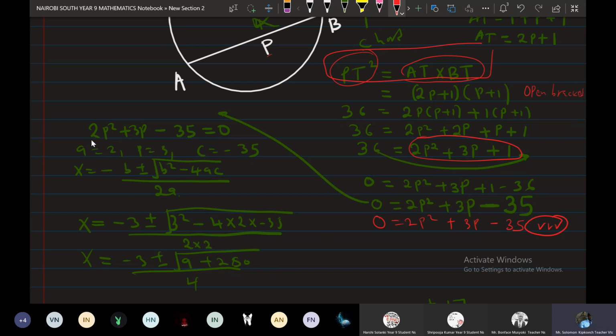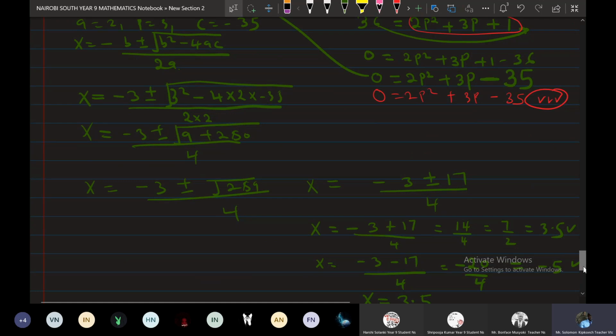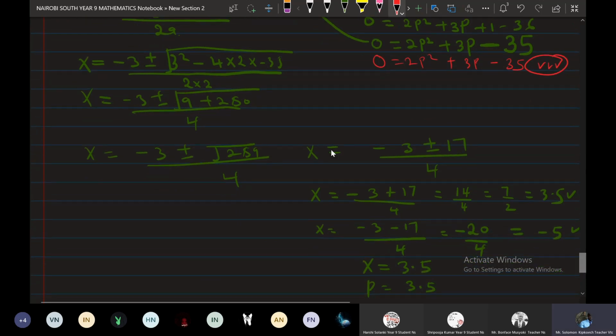So in this expression, your A is 2, your B is 3, and your C is negative 35. If you replace inside there, it's just a matter of replacing. You will end up getting two values of P. You will get P is 3.5 or negative 5.